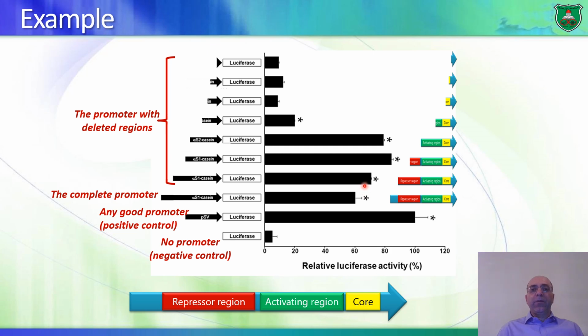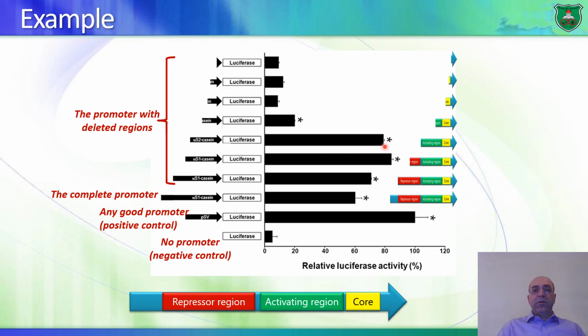Then we remove more of the repressor region. Aha, now we have an increase. We remove more of the repressor region. Again, we see an increase, and this is a real increase compared to the complete promoter, so you can see that there is a significant difference. So that tells me that this region that I have just removed contains a repressing element.